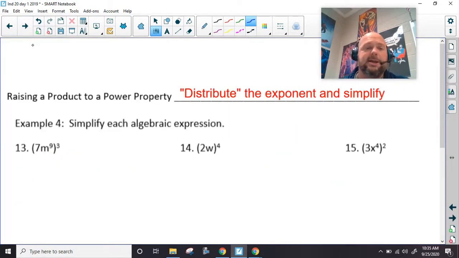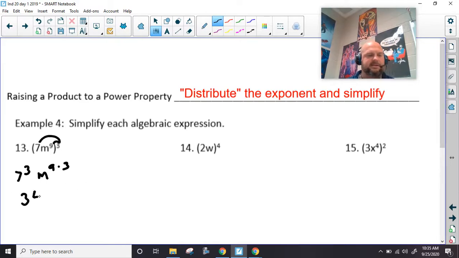Lucky number 13. Raising a product to a power property. Basically you kind of distribute. I'm going to show you this. So this goes here and this goes here. You have 7 to the third and 9 to the 9 times 3. 7 to the third power. I just like saying third because it's fun. Math sometimes is not that fun, but you can make it fun. And then you multiply.